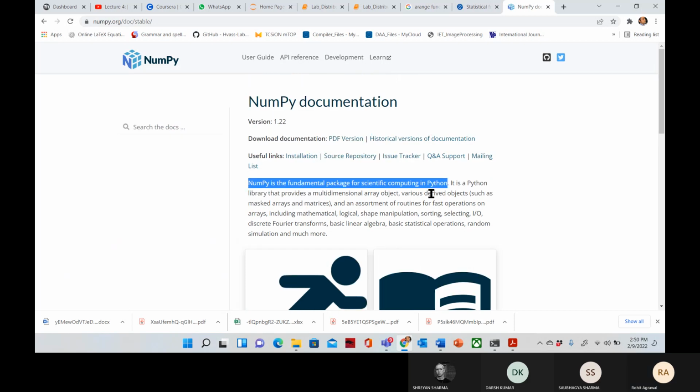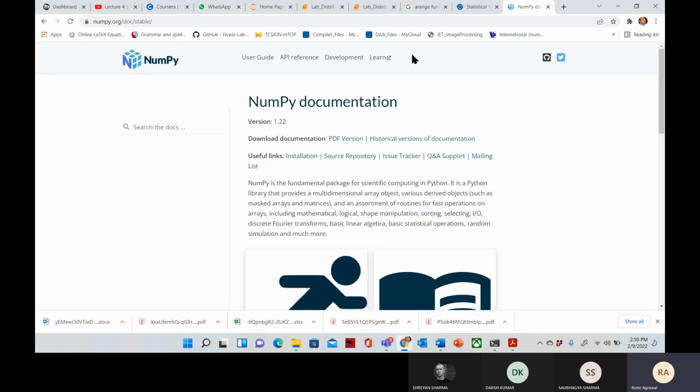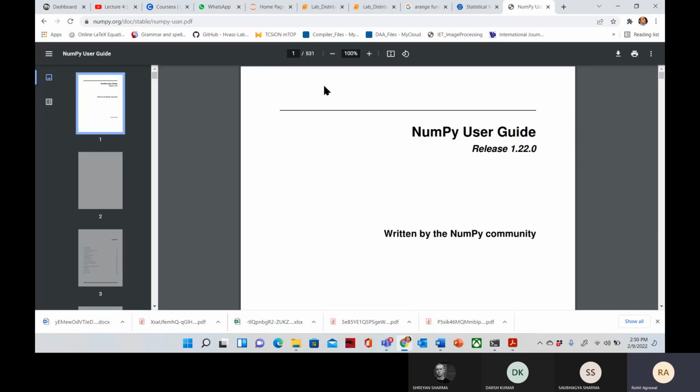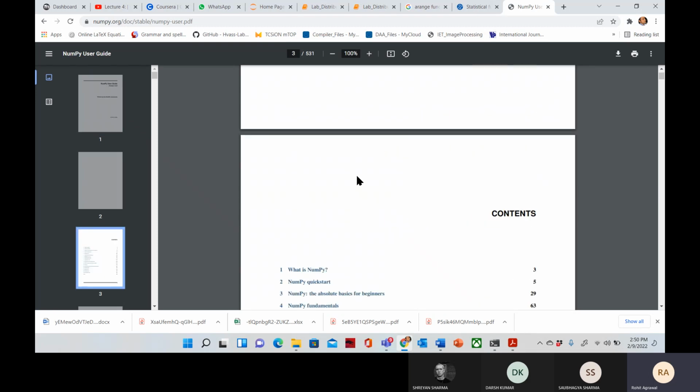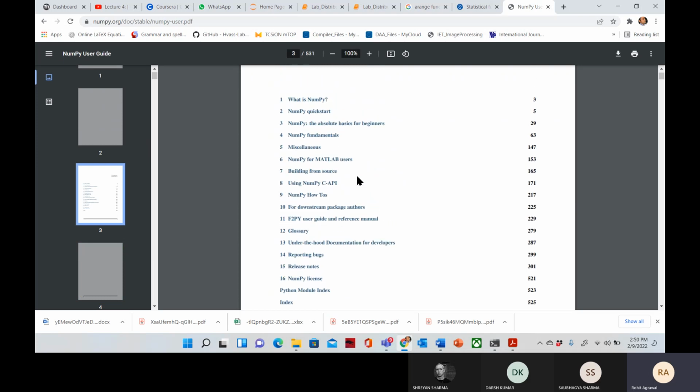Clear, friends? Yes, sir. We can't discuss the whole library. This is the PDF, and you can see there are 531 pages in it. We can't discuss all these things in the lecture, but we can discuss how to use NumPy, and whenever we need, we will see this documentation: what modules are available, how to create a 1D array, 2D array, and how to perform transformation, sorting, all these things.